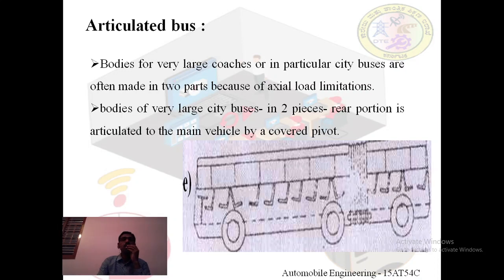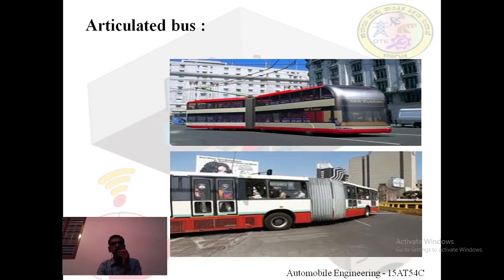A bi-articulated, or double articulated, bus is an extension of the articulated bus in that it has three passenger compartment sections instead of two. Articulated means a vehicle which consists of two or more rigid sections. The bodies of very large city buses are in two pieces, and the rear portion is articulated to the main vehicle by a covered pivot. That is called an articulated bus. You can see the real images of the articulated buses.